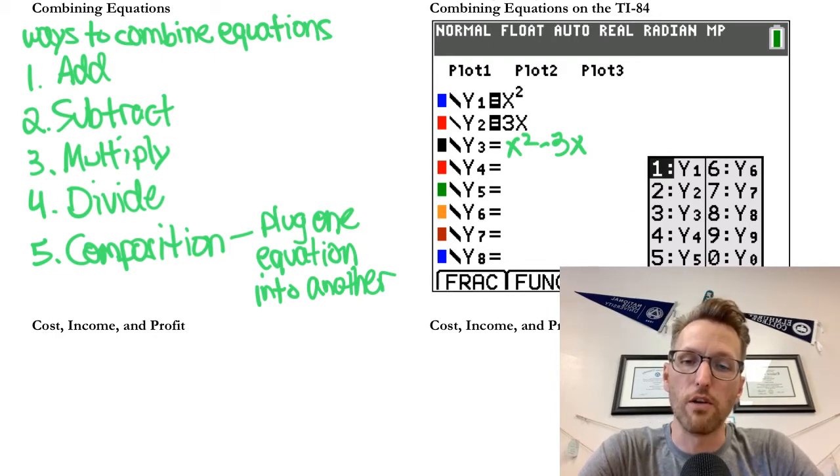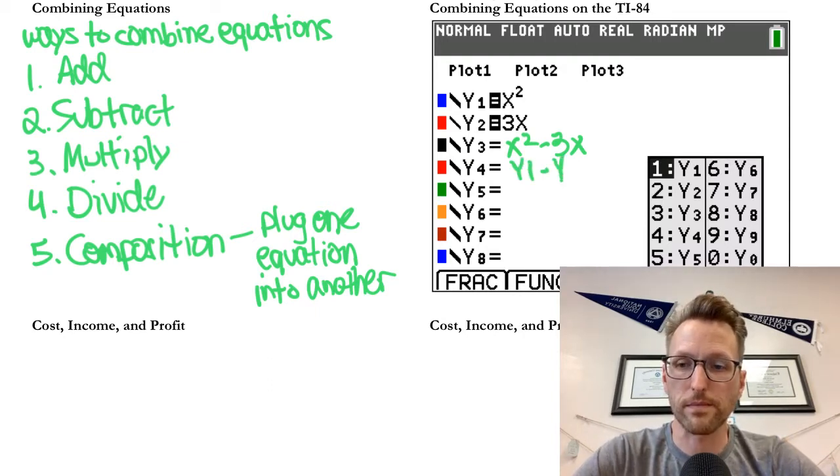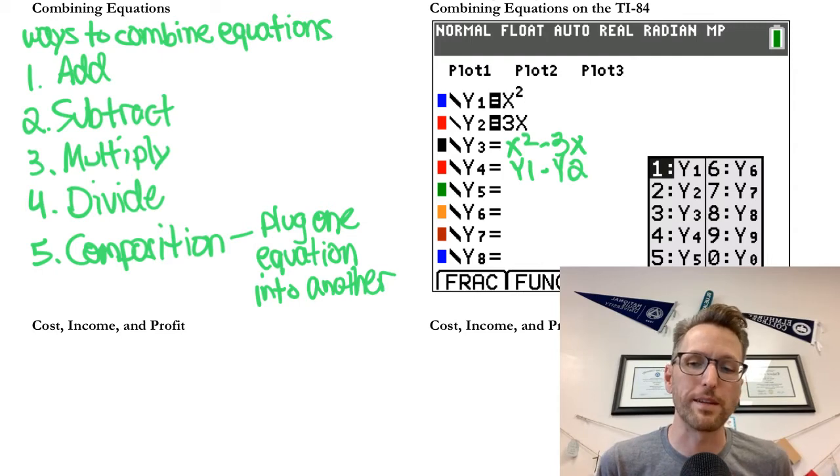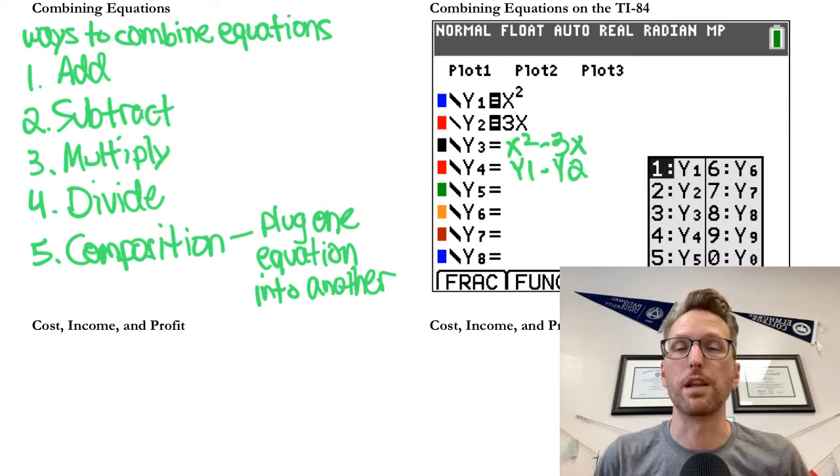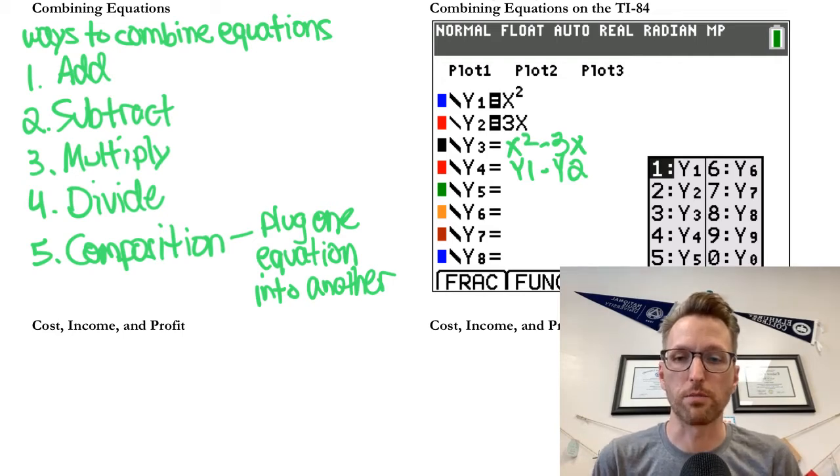But if we press alpha trace, we could use the function notation instead of retyping those equations as is. So we could write y1 minus y2. Now in this case, that really doesn't matter. Typing x squared minus 3x again is really not a big deal. In fact, it might even be less button pressing than doing y1 minus y2. But when you have longer equations, polynomials, multiple terms, then it actually becomes very smart to do this process. So that window again on the bottom right is alpha trace or alpha F4.